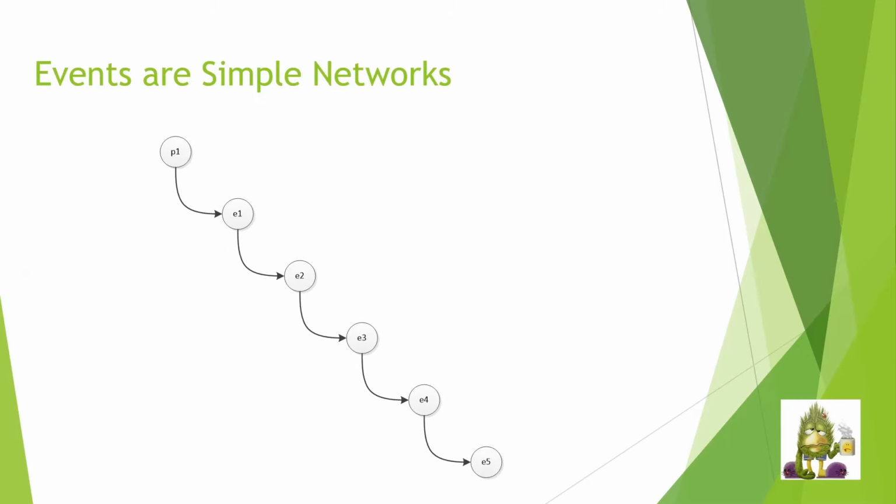So let's look at what we're talking about. Well, events are actually very simple networks. Rather than having a bunch of branching going on, you basically have a parent node, such as a puppy, that has multiple events that occur in sequence one after the other, going on for a while. Because we know that these are simple networks, we can apply some of our networking tools to solve these.